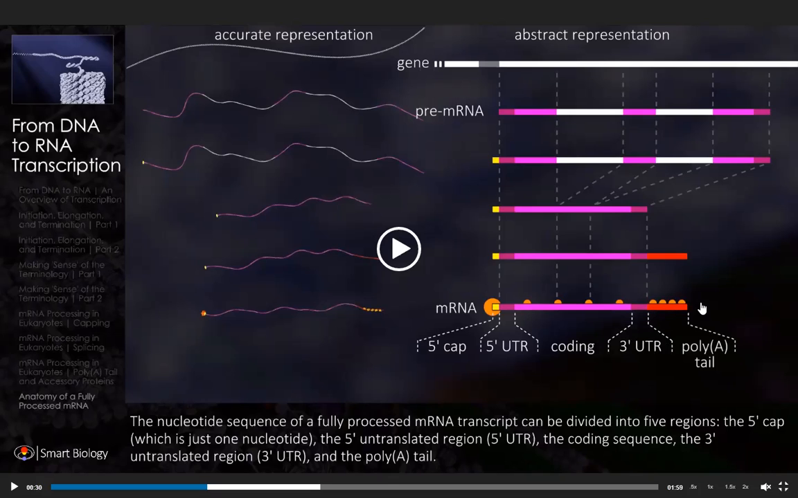And then we have a poly A tail. At the poly A tail, there isn't much regulation happening. The poly A tail is just necessary to establish the end of the mRNA molecule.